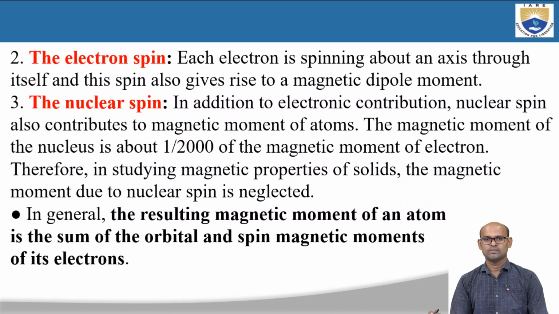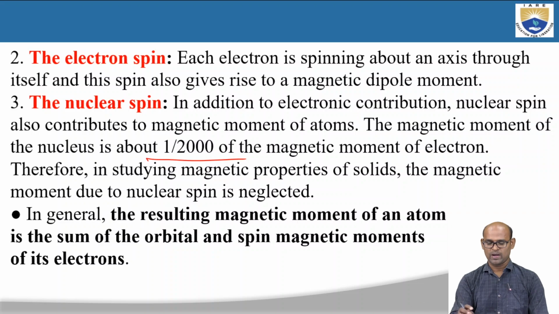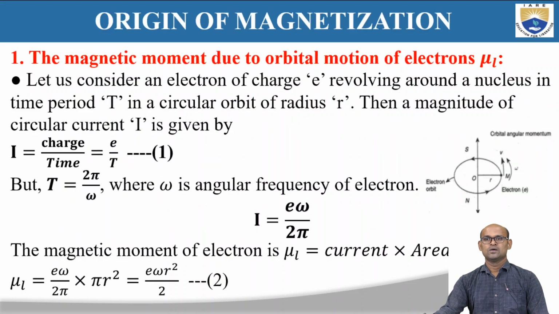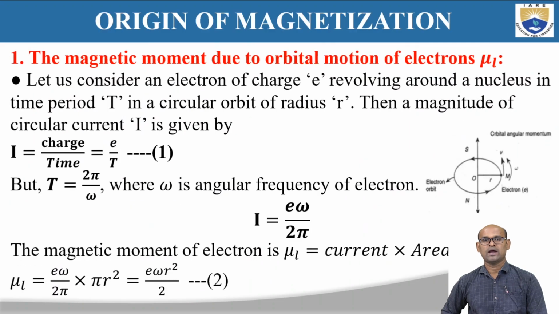The magnetic moment of the nucleus is about 1 by 2000 of the magnetic moment of electrons. So therefore, in general, we neglect this magnetic moment coming from the nuclear spin. So the total magnetic moment of an atom is the sum of orbital and spin magnetic moments of electrons. Okay. So we can derive the equation for magnetic moment in orbital motion.